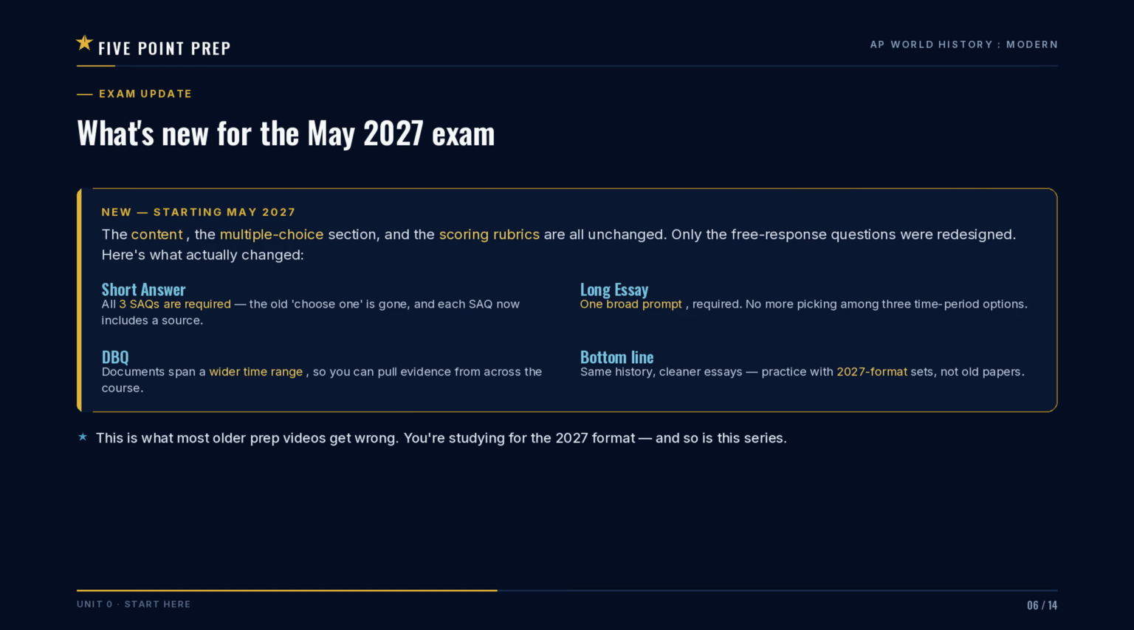On the long essay, you no longer choose among 3 prompts. You get 1 broad prompt and build your own argument. And the DBQ now pulls documents from a wider span of time, so you can bring evidence from across the whole course. Bottom line, same history, cleaner essays. Just make sure you practice with 2027 format questions, not exams from before the change.